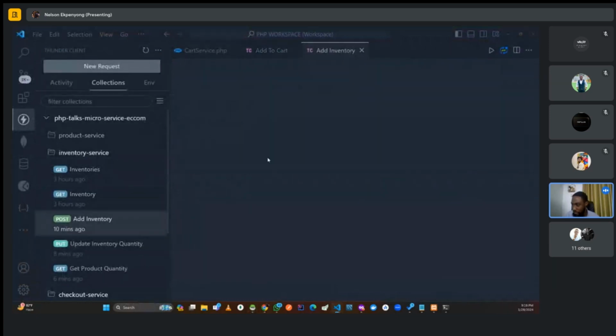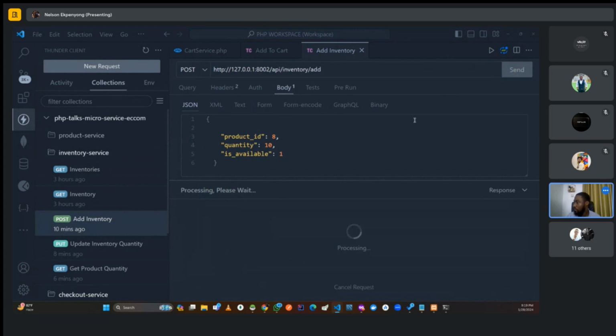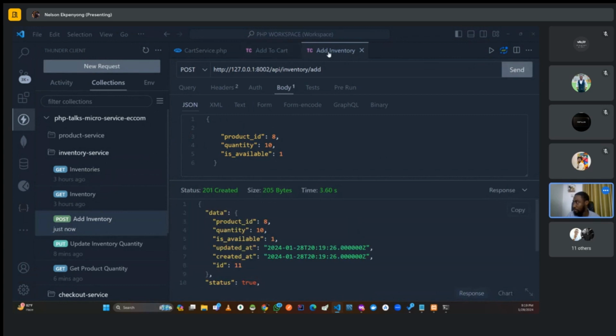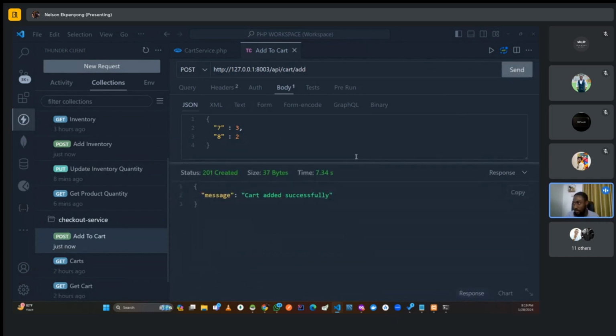Inventory. Add inventory. We didn't add it. Remember, we didn't add it. That's why it failed. They gave us maybe 10. But now we have it. All right, so let's add to cart. Let's add to cart. Great. Cart added successfully. Please confirm that you can see that we've been able to add to cart.